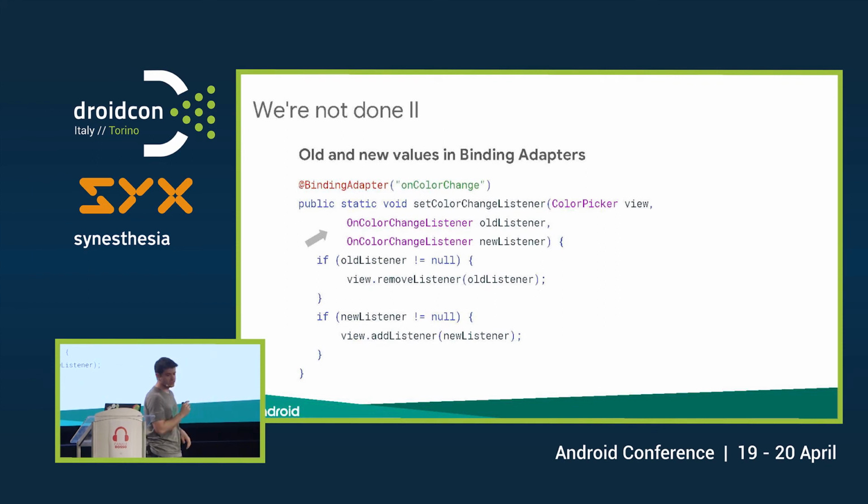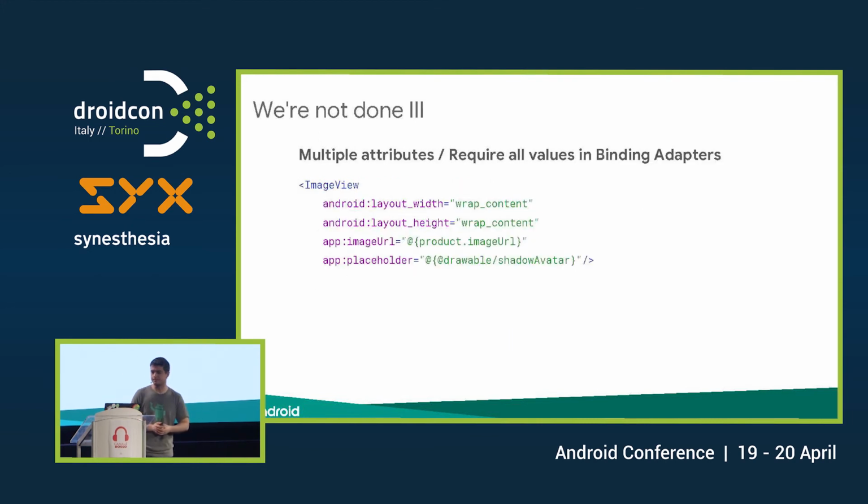Now, there's another interesting feature that you might not even want to know about because it's very uncommon. You can actually get access to the old values of the attributes that the binding adapter uses. So you just duplicate them. The first one is going to be the old value, and the second one is going to be the new one. This is handy, especially for listeners, if you want to make sure that you can remove the old listener from a view or something like that. But again, it's not very common in your custom binding adapters.